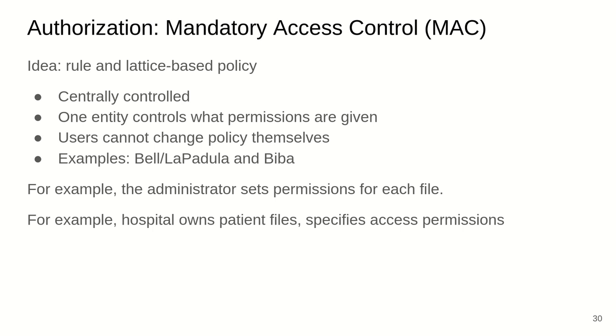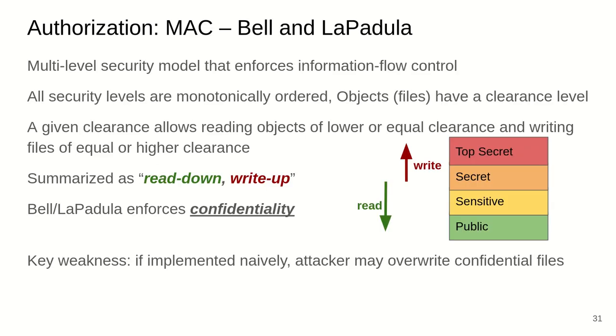There are two specific examples that were discussed that have a slightly different implementation: the Bell-LaPadula and the Biba access models. Let's talk about those in a bit more detail. Bell-LaPadula is a multi-level security model that enforces information flow control, that is, how information can flow between individual entities of different security levels.